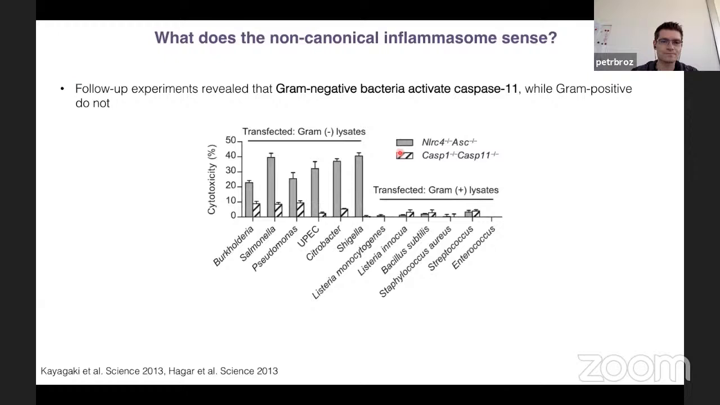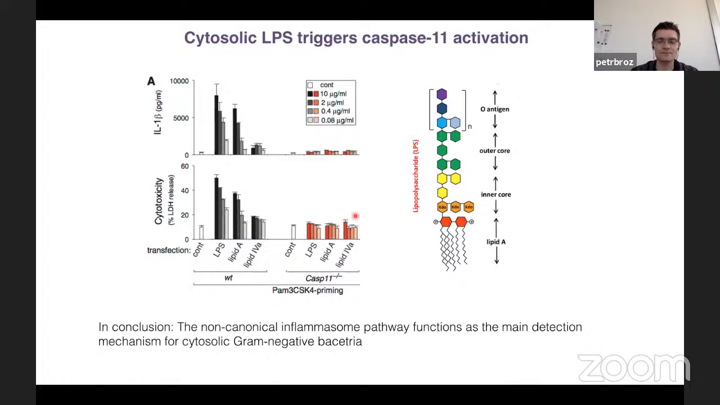Now, follow-up experiments looked at what the actual bacterial trigger is that causes activation of this pathway. And what was seen very quickly by another publication from Vishva Dixit's lab and by Ed Miao's lab is that gram-negative bacteria activate this pathway while gram-positive bacteria do not. Here they transfected gram-negative lysate into cells and you can get an activation, the gray bars, which disappears in the caspase-1/11 knockouts and also in the caspase-11 knockouts, but the gram-positive lysates would not activate it. So this suggested that there's something unique to gram-negative bacteria that activates this pathway. And what is the difference between gram-negative and gram-positive bacteria?